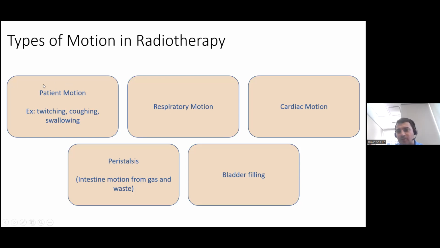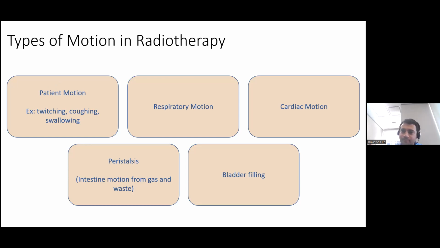So anything like twitching or involuntary movement, or just over time, as the patient is laying on the table, any type of movement that might occur with their body, coughing, swallowing, things like this. Respiratory motion obviously is involuntary. We can control the rate at which we breathe and how much we breathe, but that's something that we'll have to deal with for thoracic and for abdominal tumors in treatments.